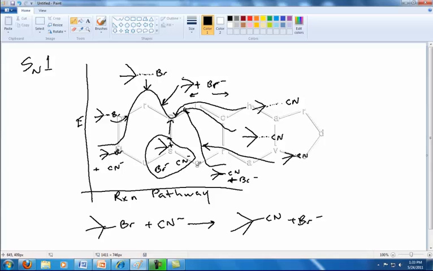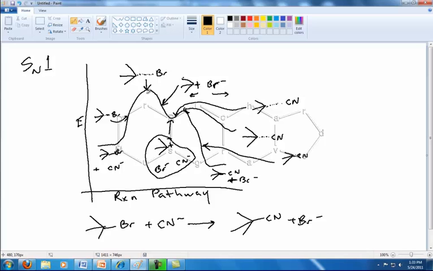Now at this point there's also a CN- in the picture, and the CN will join to that positive charge. At this point here, the CN is just about to join to the C, and here it is just joining onto the C. That's the top of this little peak down here. Now down here the CN and the C are almost bonded, and now they're completely bonded. And that's the end of the SN1 process right there.